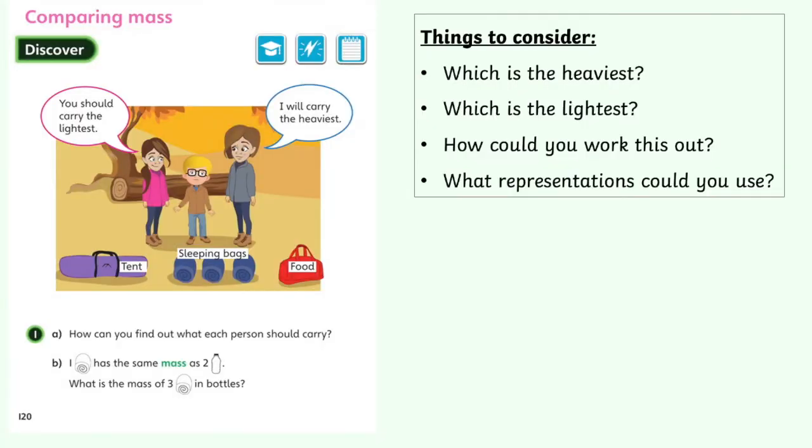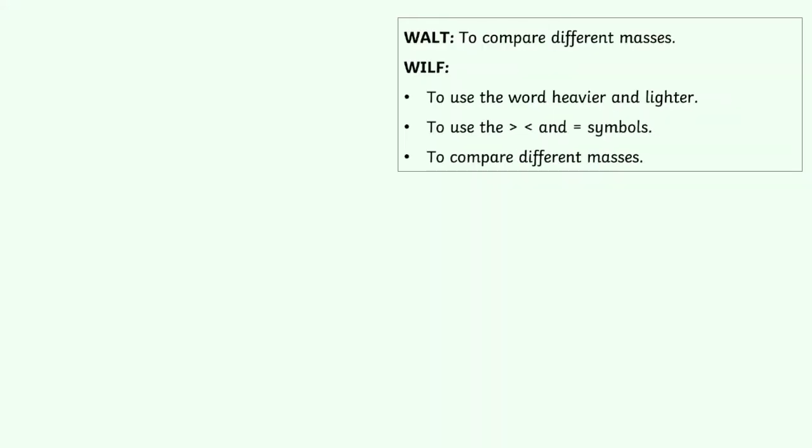Great, let's have a look at today's Walt and Wilfs. Our Walt is to compare different masses. Our Wilfs are to use the words heavier and lighter, and to use the greater than, less than, and equals symbols, and finally to compare different masses.